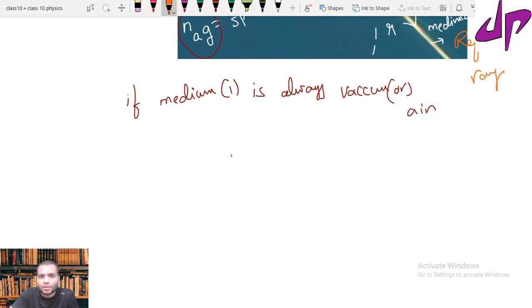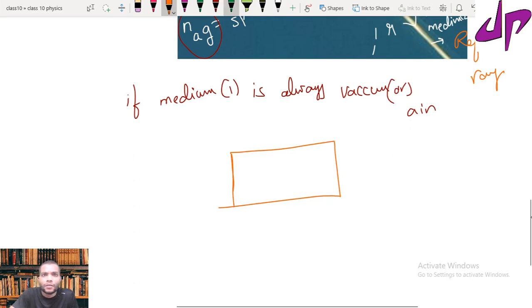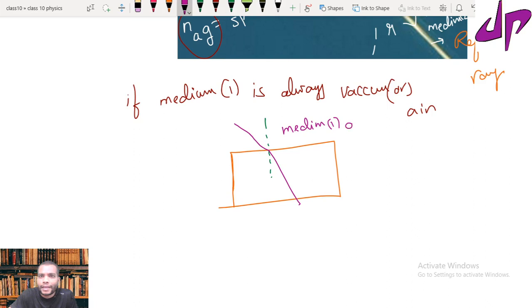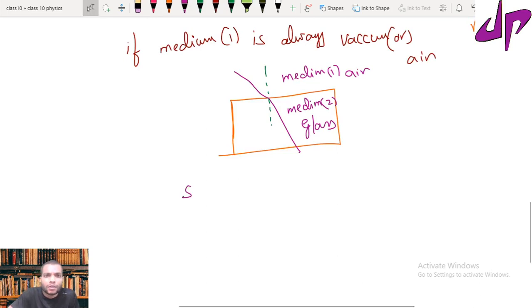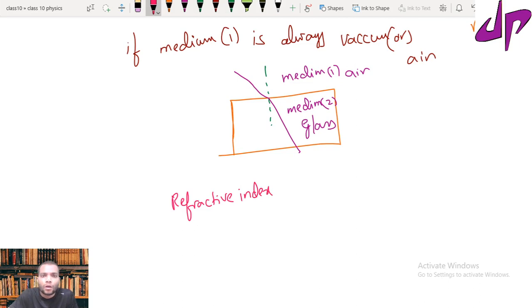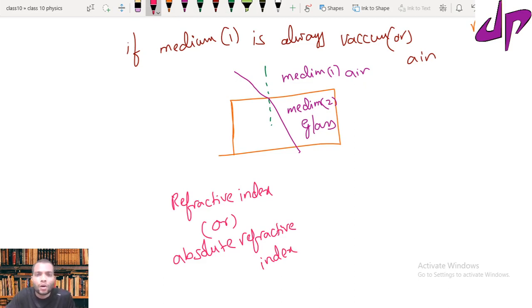it means I kept a glass slab here, and if I draw a normal, and the ray is bending like that. So medium 1 is air and medium 2 is glass. Now in that case, we can call that refractive index or absolute refractive index.